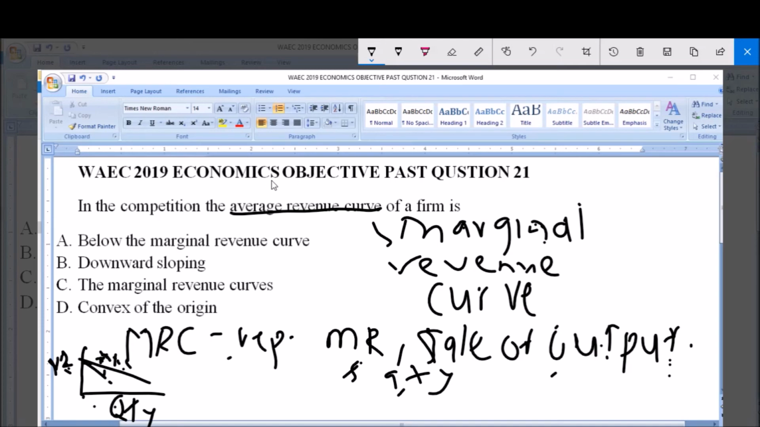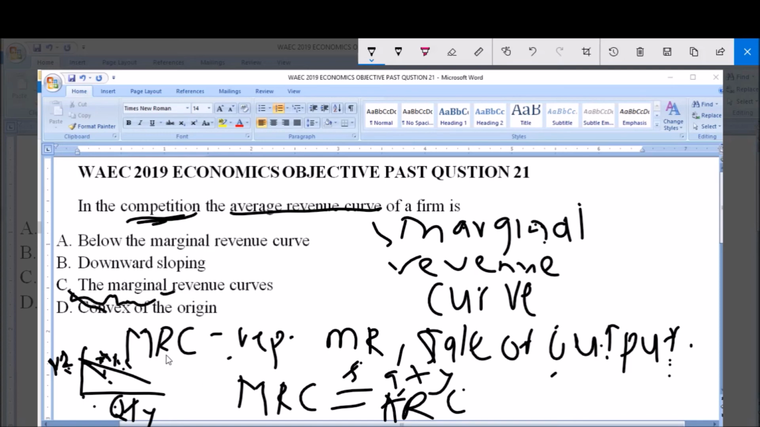But however, under competition, the marginal revenue curve, MRC, is usually equal or the same as ARC. So with that said, the correct answer is C, which is the marginal revenue curve. So C is our correct answer.